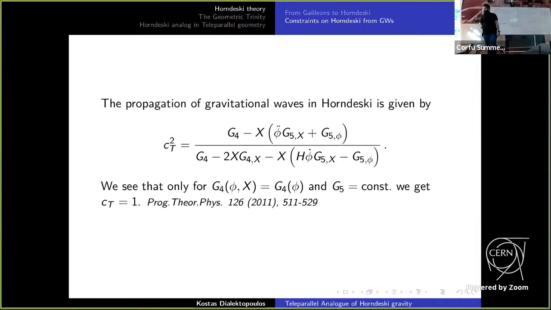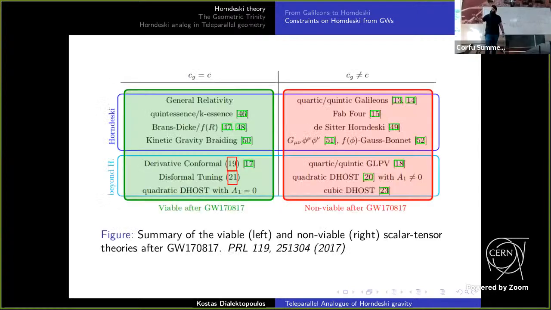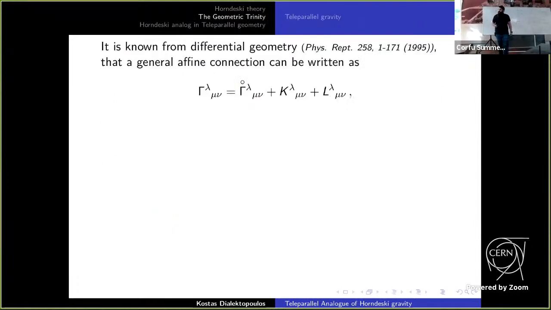So yeah, all these theories, quartic, quintic, Galileans, Fab4, and some couplings of this term, like with the Einstein tensor, are all excluded from the gravitational waves, even though indeed some others survive. But for example, these have some interesting phenomenology, like predicting inflationary solutions and also self-accelerating solutions. But they are excluded from gravitational waves.